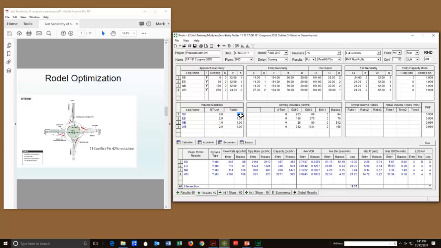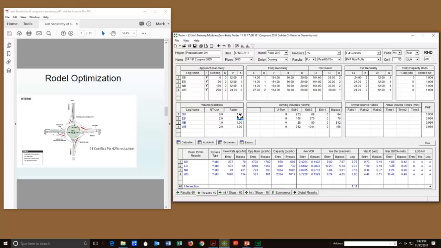And so if we reduce this by 20%, sorry, so it'll be 0.8%, and hit run. We're again back to a very high level of service. So I'll put this back to 1.